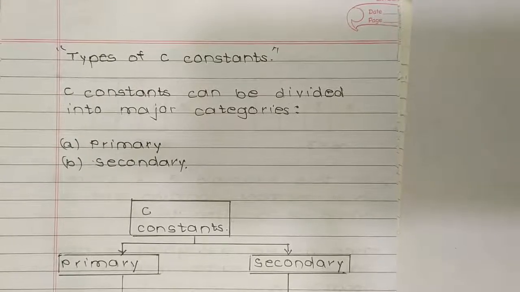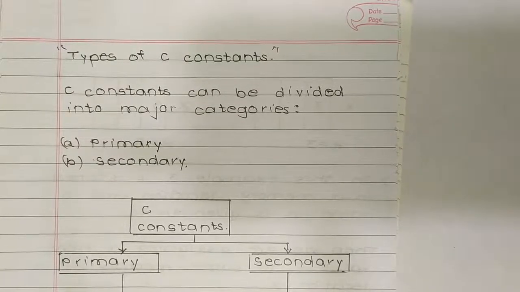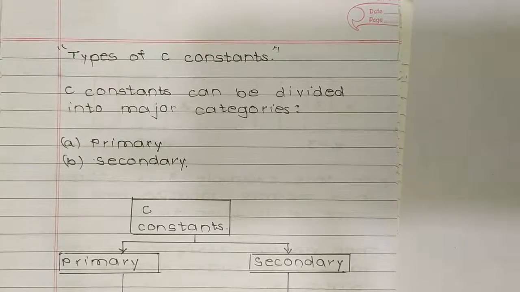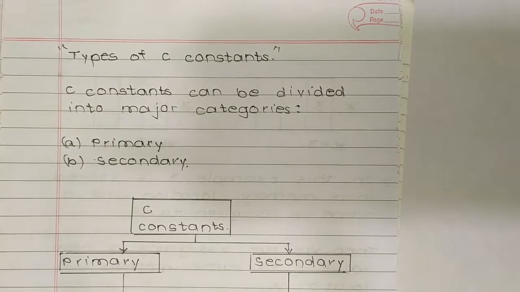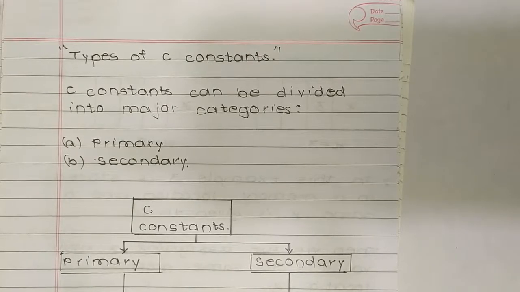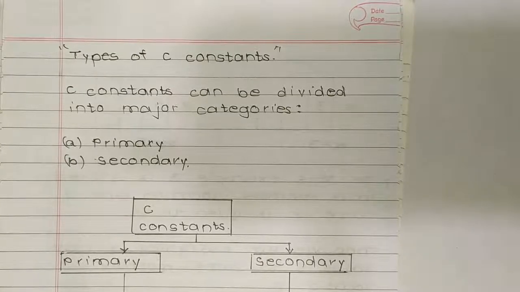Types of C constants. In this topic we are discussing the types of C constants. There are various C constants, and they can be divided into two major categories: primary and secondary.